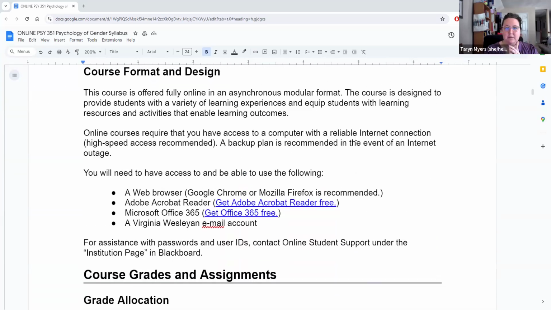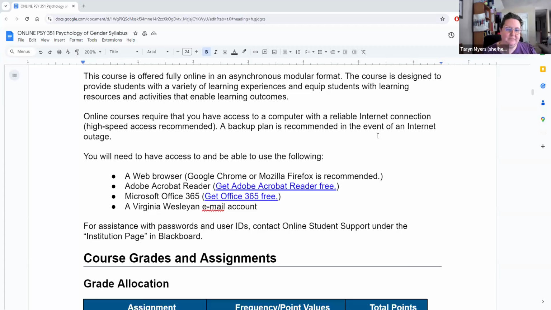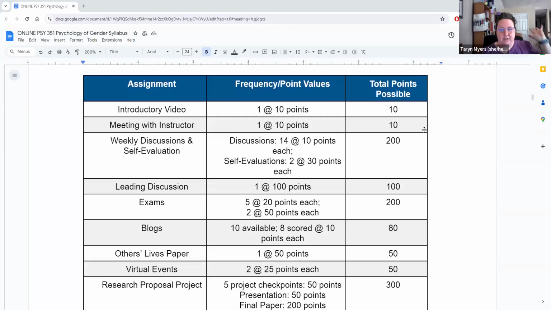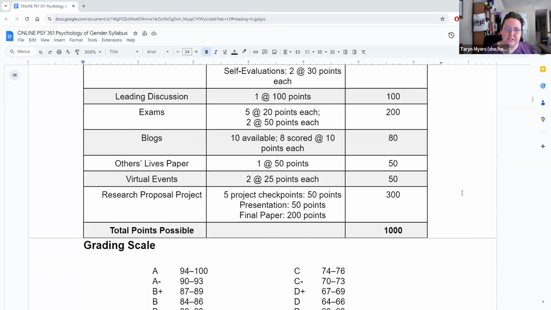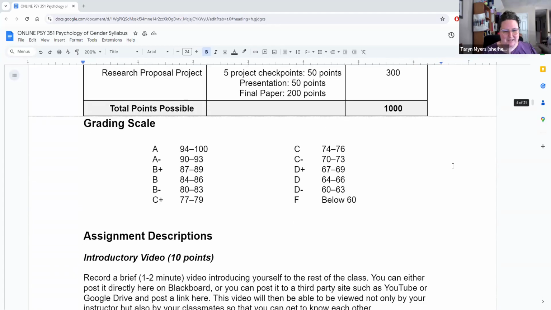That means we're not going to meet as a group ever. You're going to complete the work on your own time with assignments due Wednesday and Sunday of each week. These are the overall points for the class. So there will be 1,000 points total. So if you miss one little point here or there, please don't freak out. You're going to have plenty of time to make up for it.